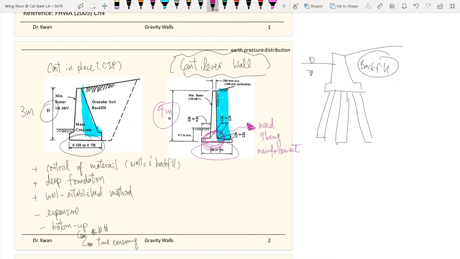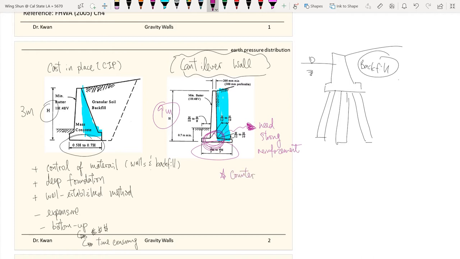So this is a cantilever wall, and there are other similar types of retaining walls that are a little bit more advanced versions of the simple cantilever wall we are seeing here. For this lecture, we will just focus on this type of design, but for further information, there are more advanced types of walls.